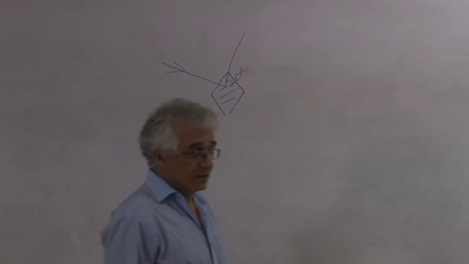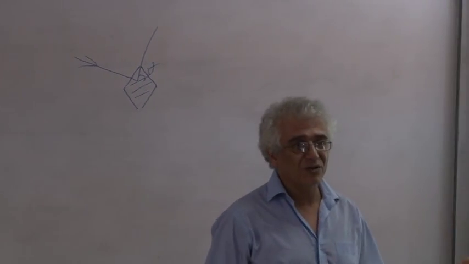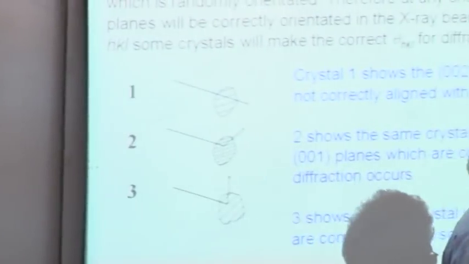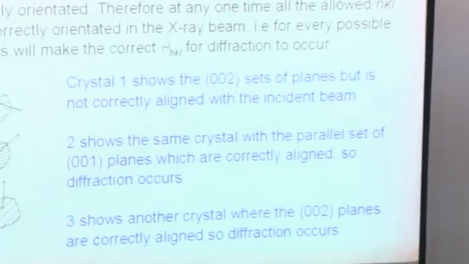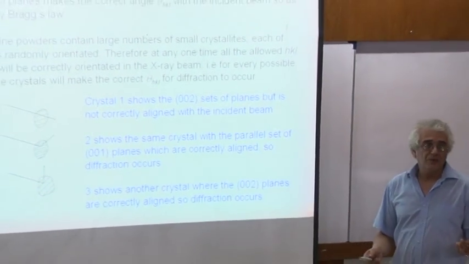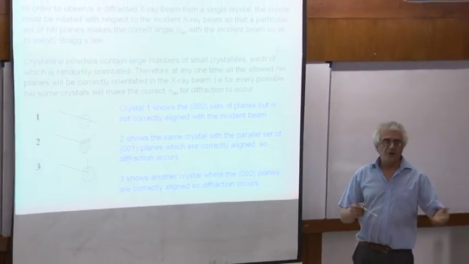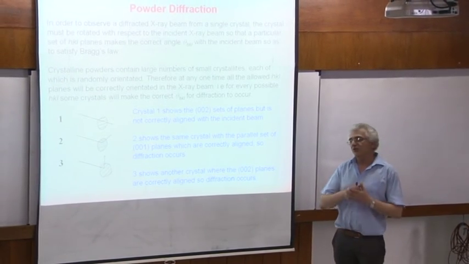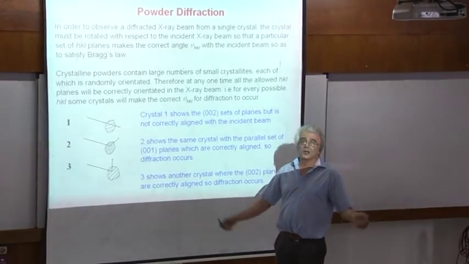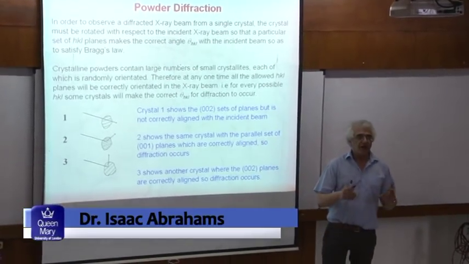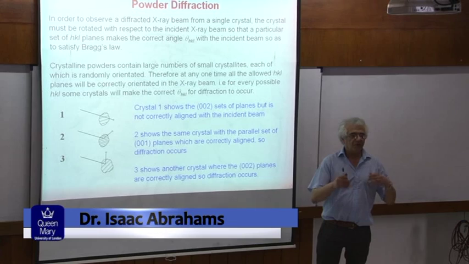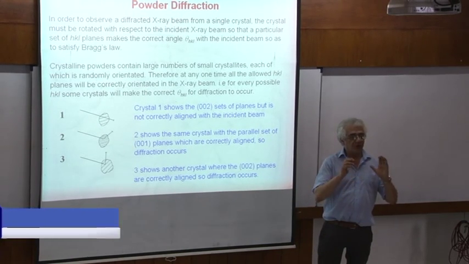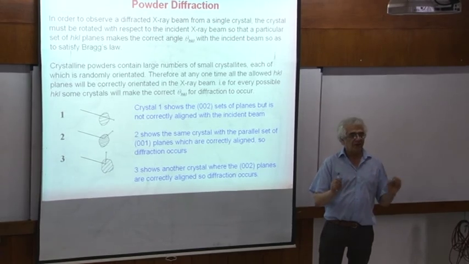Now in a powder, you have not just one crystal, but hundreds and thousands of crystals, very, very small crystals. Each crystal will be at a different orientation to the beam. But at any one time, because you've got so many crystallites, you'll have all of the allowed diffraction planes. Some of the crystals will be angled correctly to allow diffraction to occur.